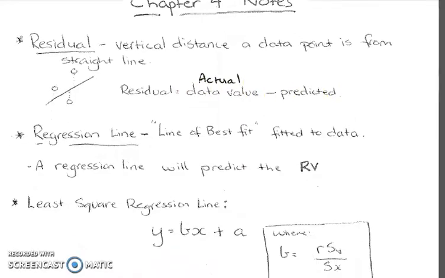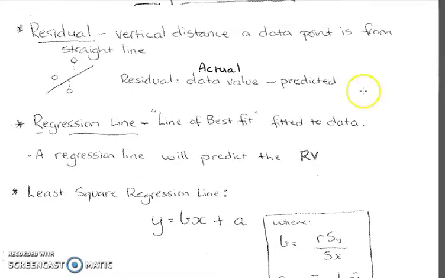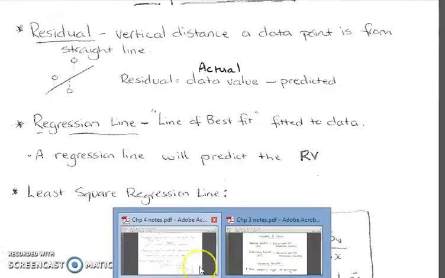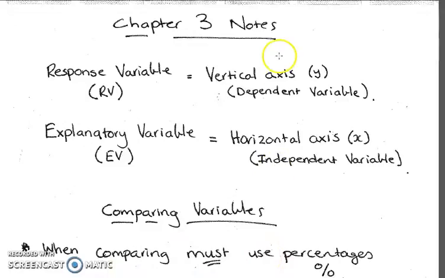Now, when our regression line is fitted, a regression line will predict your RV value. Going back to Chapter 3 notes, knowing that your RV value is your Y value, your dependent value. Once again, have this written somewhere if you're not sure how to remember which one's RV and which one's EV. So the regression line is predicting our RV value, which is your Y value.